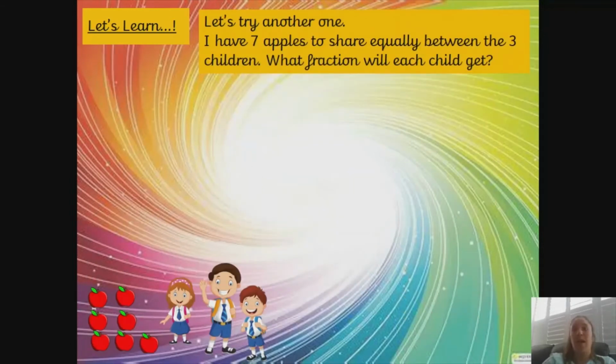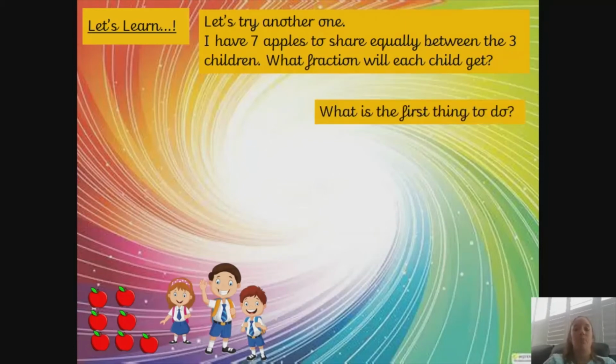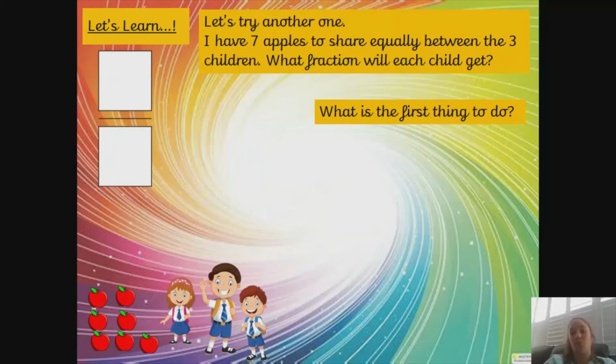This time I have 7 apples to share equally between the 3 children. What fraction will each child get? What's the first thing to do? We're going to write it as an improper fraction. So which of my numbers is going to go at the bottom? I have 7 apples to share equally between the 3 children. So what's my denominator? It is 3, dividing by 3 children. So my numerator is 7.